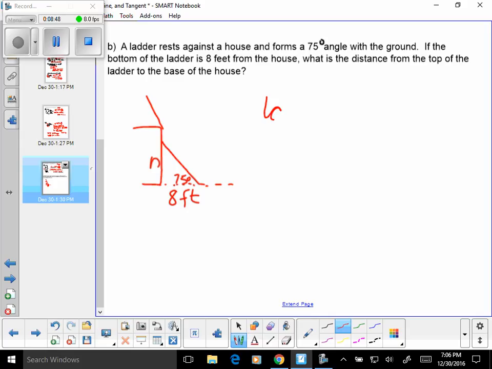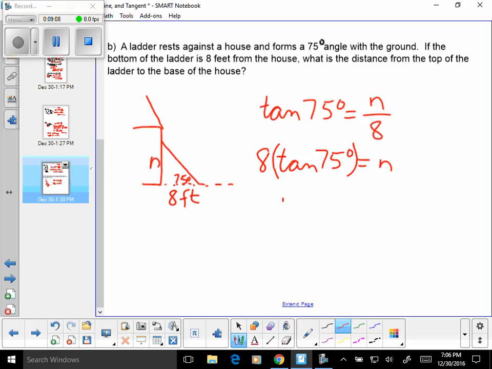So I'm going to use the tangent of 75 degrees is going to equal the opposite, which is n, over the adjacent, which is 8. Multiplying both sides, I will take 8 times the tangent of 75 degrees equals n. Should really put that in parentheses, I guess. So n is going to be approximately 29.9 feet. And that concludes our final lesson for Chapter 5.